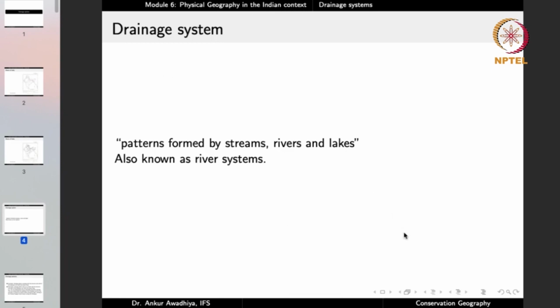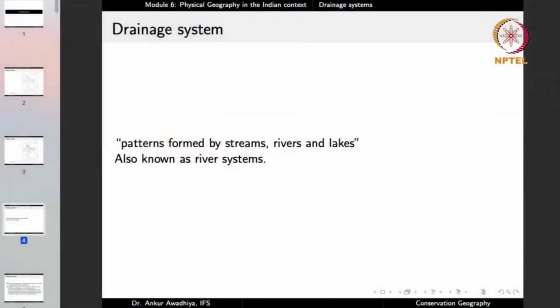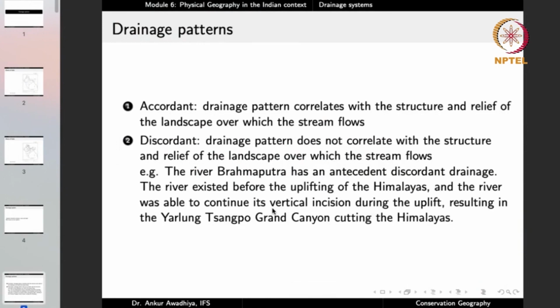Now, a drainage system can be defined as the patterns formed by rivers, streams and lakes. So here we are interested in the patterns that are formed by streams, rivers and lakes. That is, what is the shape? What is the size? Are there specific patterns in which we can classify these shapes and sizes? These are also known as river systems. And we have 2 major kinds of drainage patterns. We have the accordant pattern and the discordant pattern.